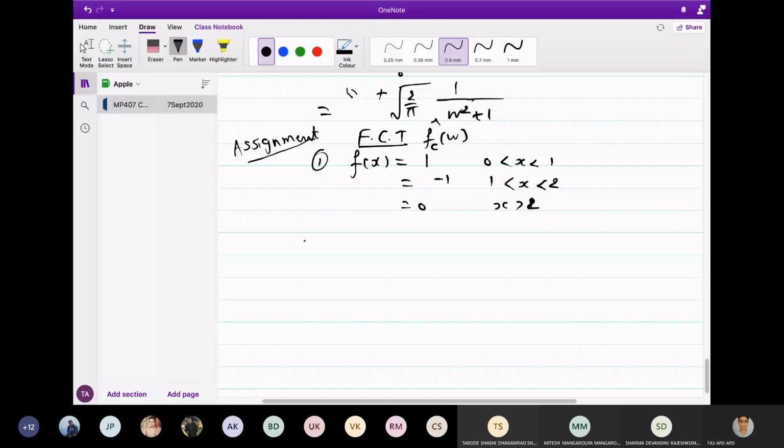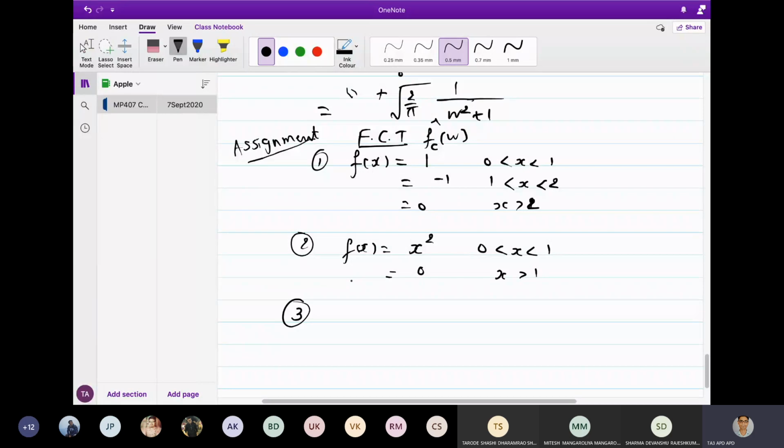Then let's take some more. So f of x equal to x square, and the limit is between 0 less than x less than 1. Okay, and above 1, the value of the function is going to be 0. That is one example, and we'll take one more.